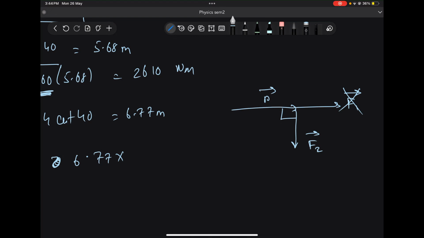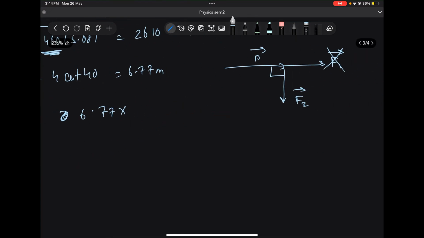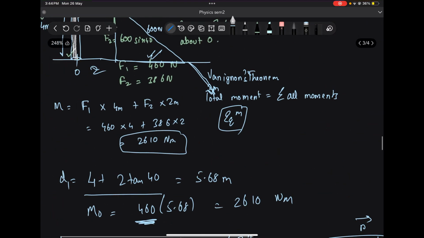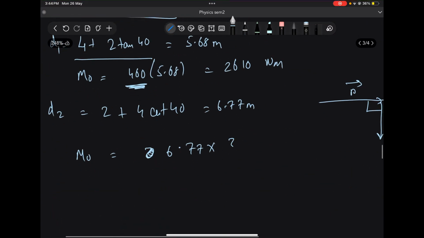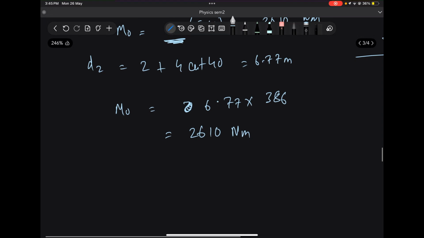So once again, we can calculate this. The value of F2, if I go back, we had calculated to be 386, and this will also give you 2610 Newton meters. So I hope I have been able to explain the implications and the applications of moment of a force and how you can easily calculate the moment using all of the basic principles that you have in mechanics. So with that being done, we have done moment of a force. So we are cool to move on to the next part, which is equilibrium.